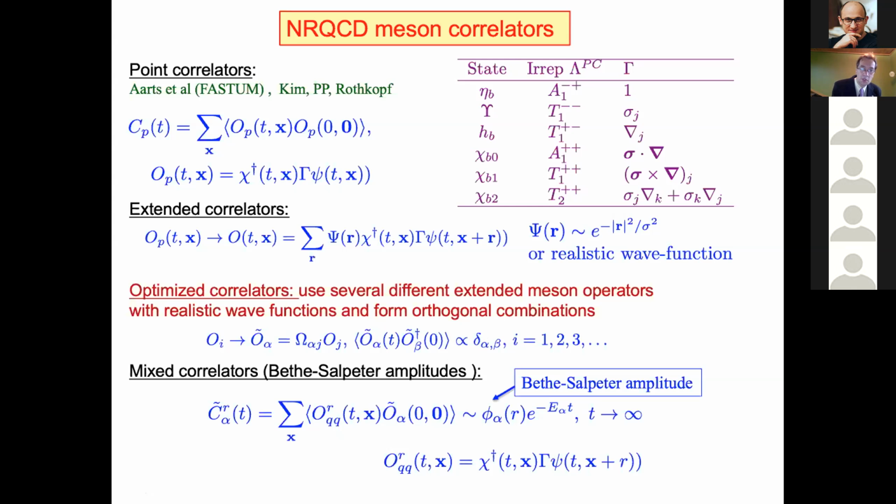Now, I also want to consider a mixed correlator, which is closely related to the Bethe-Salpeter amplitudes. That is when I take an optimized operator O tilde to create a bottomonium state, and then correlate it with a point-split current, where I displace the quark and anti-quark by a fixed distance r. At large times, this correlator decays exponentially with the ground state energy of a given bottomonium state, and the prefactor is what we call the Bethe-Salpeter amplitude. In the non-relativistic limit, it actually corresponds to the wave function.